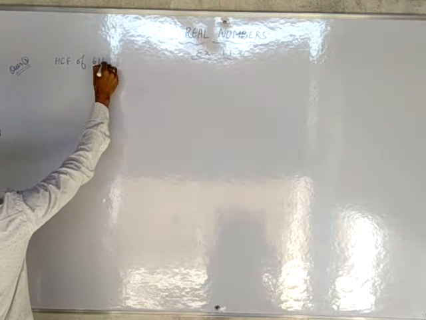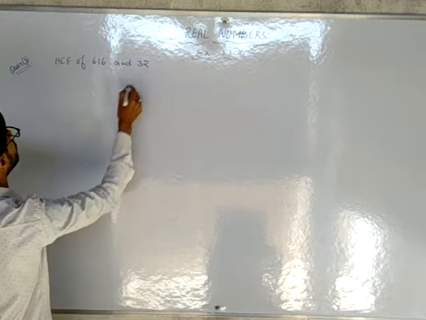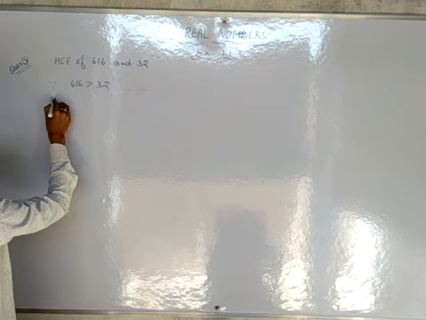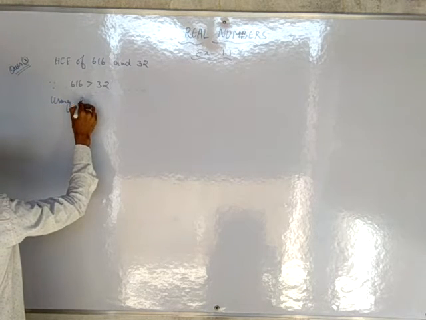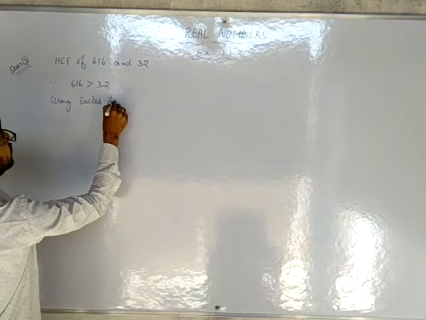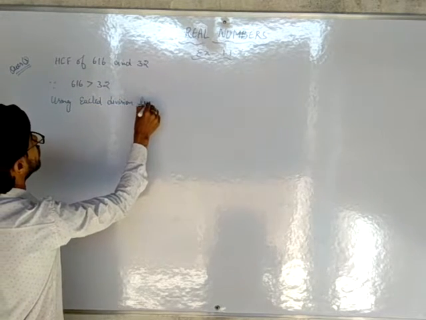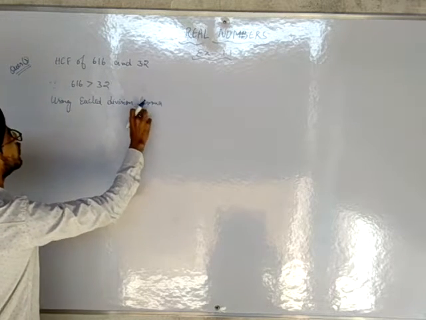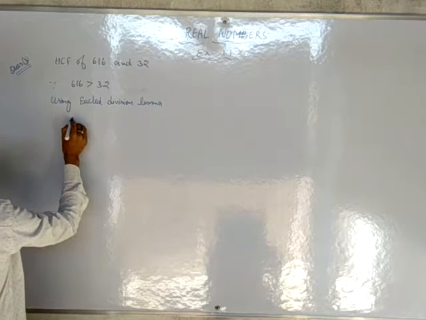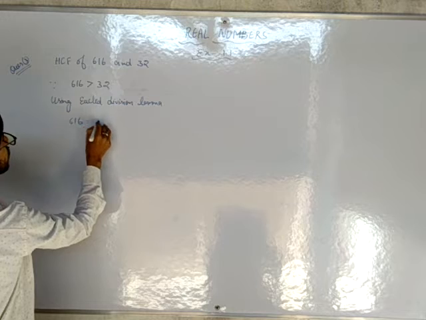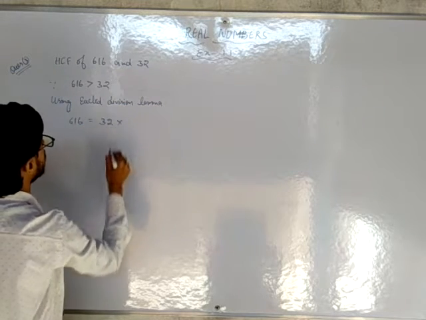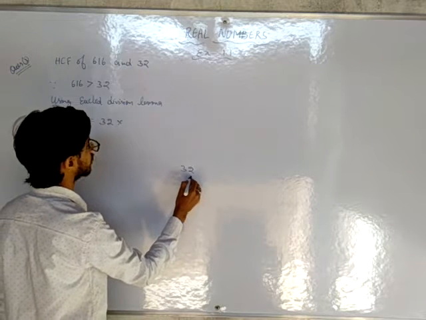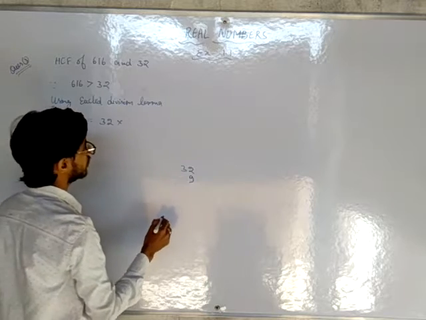HCF of 616 and 32. Since 616 is greater than 32, now using Euclid division lemma, 616 is equal to 32 into, we have to find 32 into 19.